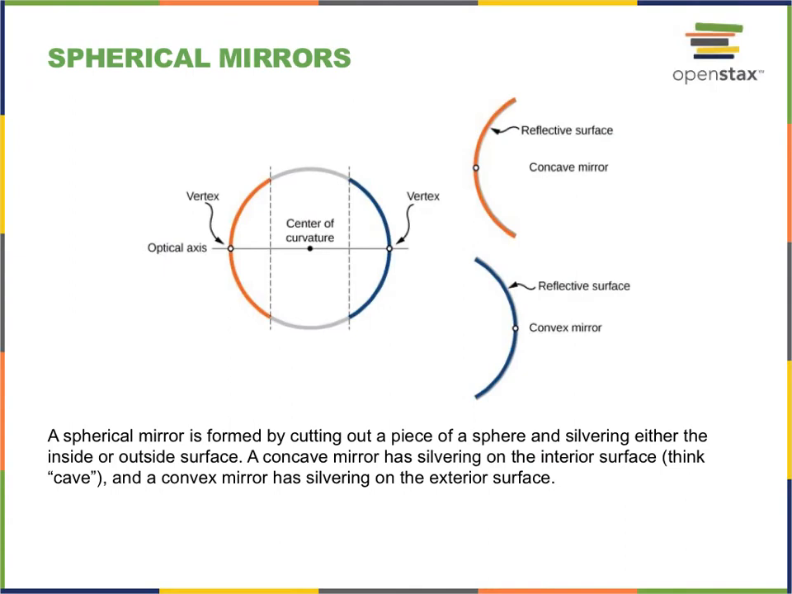Now, we don't just have plane mirrors, we also have spherical mirrors. And a true spherical mirror would literally be like just a portion of a spherical surface. Basically we can have them two different ways depending on where we're putting the reflective surface. If the reflective surface is on the inside of the mirror, we have what we call a concave mirror. And if the reflective surface is on the outside of the spherical surface, we call it a convex mirror.